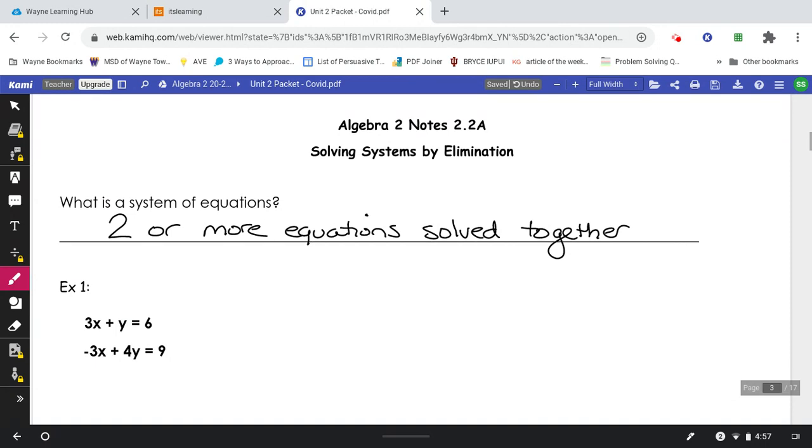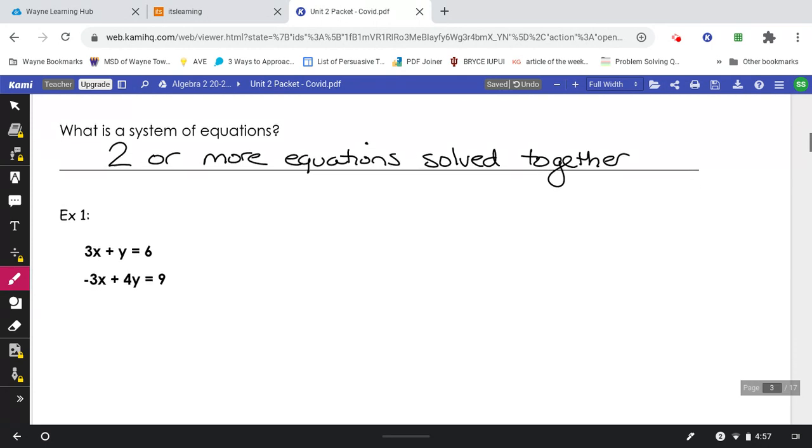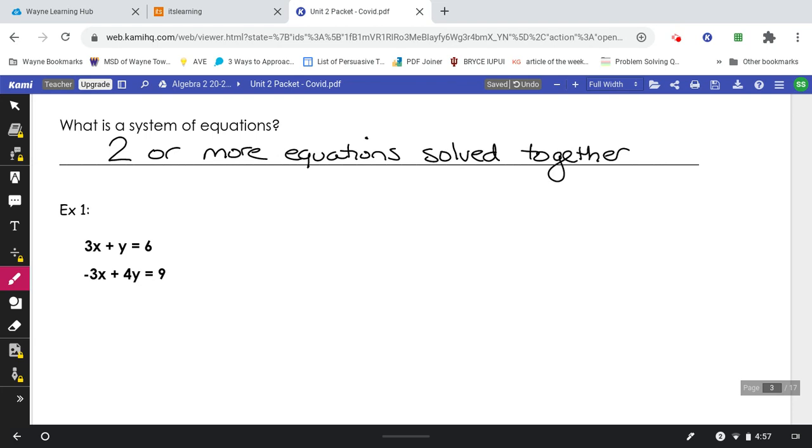Graphing was the first. This method is nice when you don't have graph paper and when your x's and y's and equal signs are lined up. So here's what I mean by that. Notice here your x's are lined up, your y's are lined up, your equal signs are lined up, and then you have this number at the end. In this situation, elimination is the best way to solve.